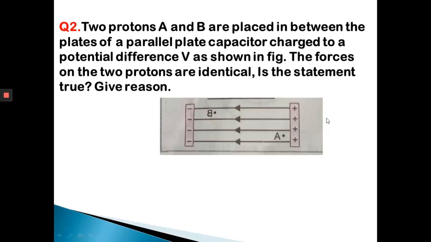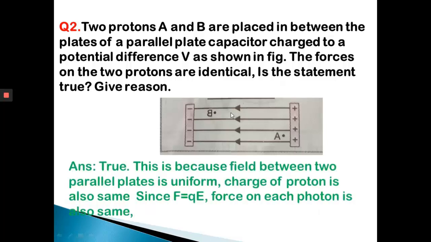See, force F is equal to Q into E. Right. So force depends on charge and electric field. Here we know electric field is uniform. But what about the charge? Since both are protons, the charge also will be same. So whether it will be identical? Yes, it will be identical, because field between two parallel plates is uniform. Charge of proton is also same. F is equal to QE.